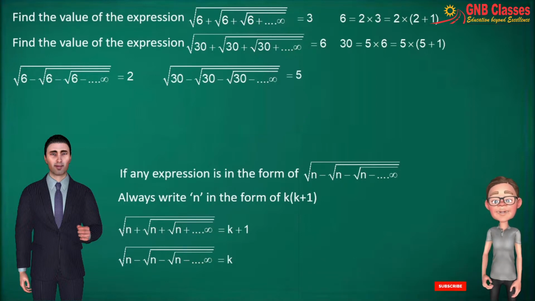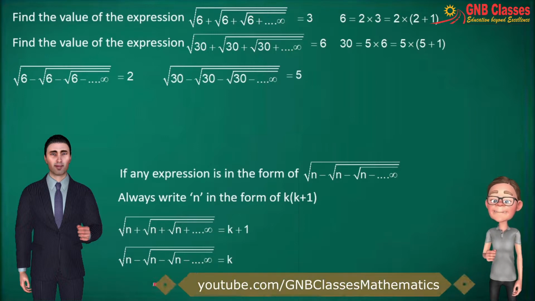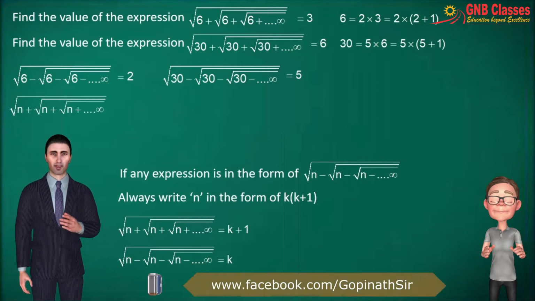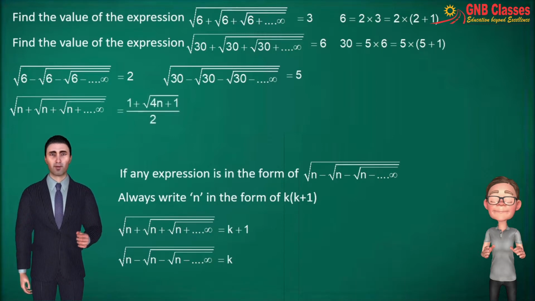Suppose we cannot resolve n in the form of k into k plus 1. Then what to do? Wonderful observation, Tom. For any expression like under root n plus under root n plus under root n till infinity, if you cannot resolve n in the form of k into k plus 1, then directly write the answer as 1 plus under root 4n plus 1 divided by 2.